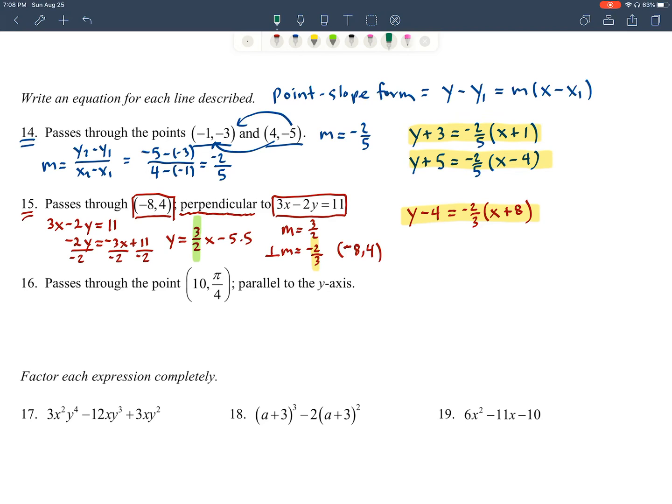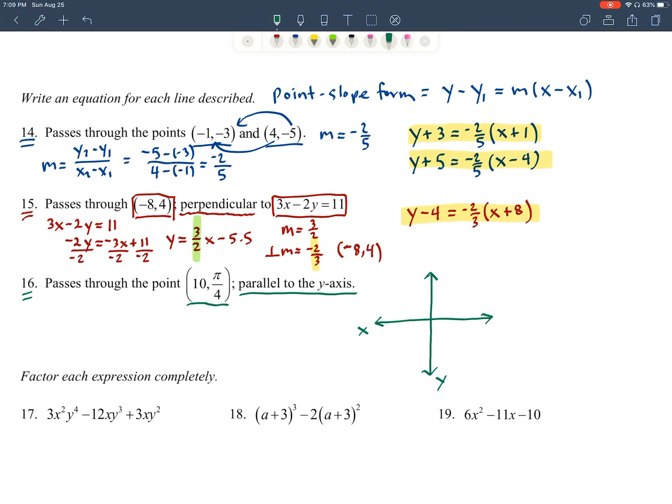Number 16 says we want to come up with the equation of the line that passes through the point (10, pi over 4) and is parallel to the y-axis. Let's think about that for a second. I'm going to do a little sketch. I've got a little coordinate plane, this is my x-axis, and then I have my y-axis. They say this point is at 10, and then we have pi over 4.